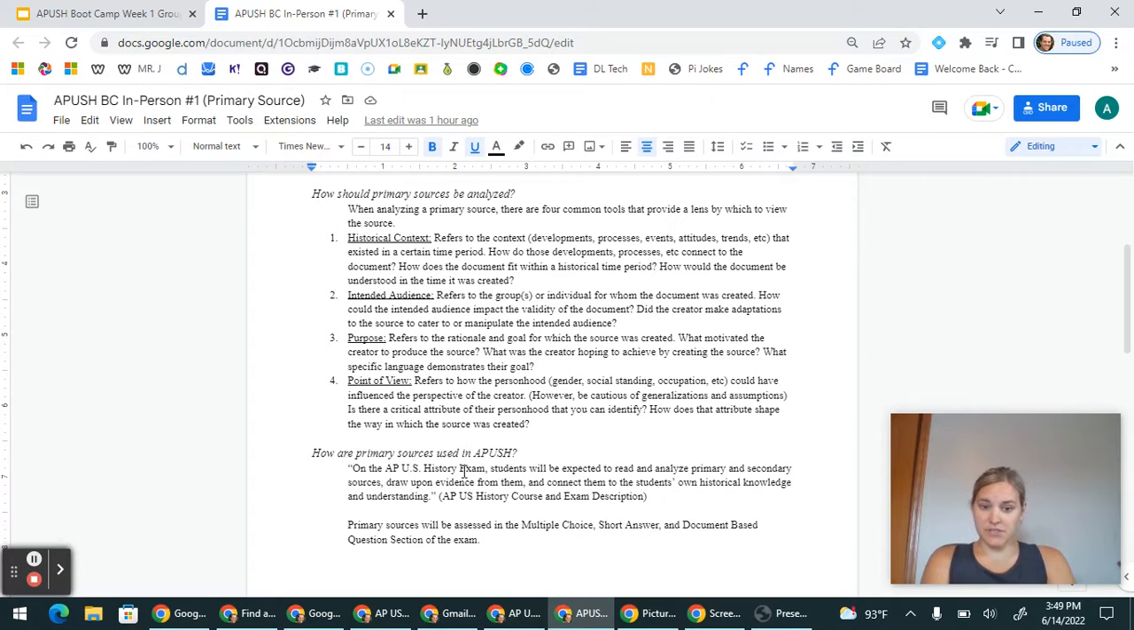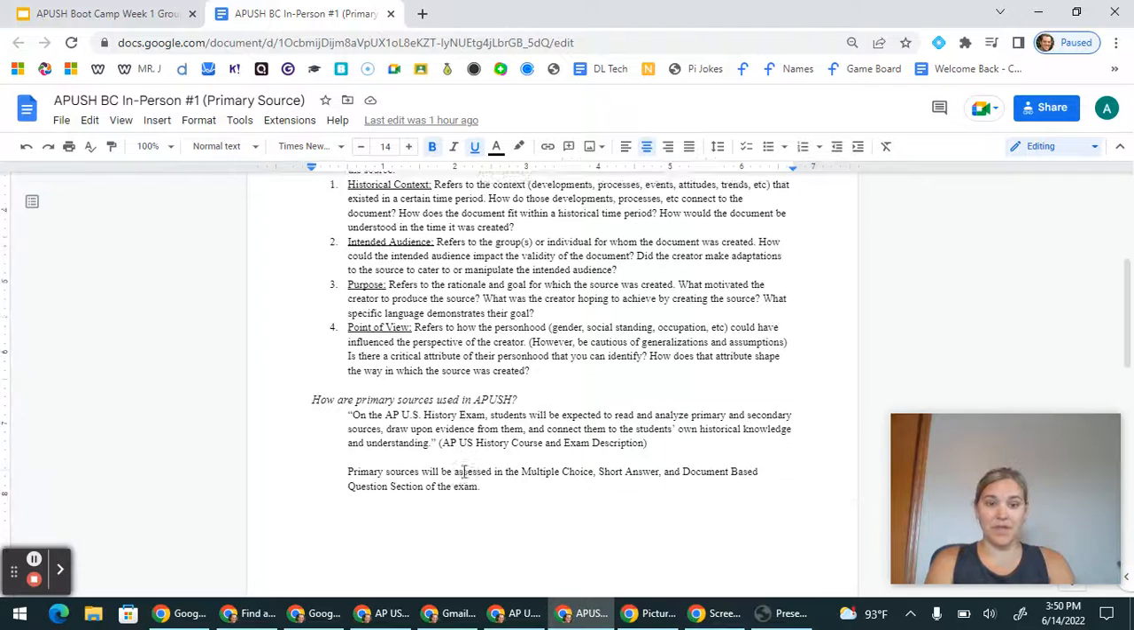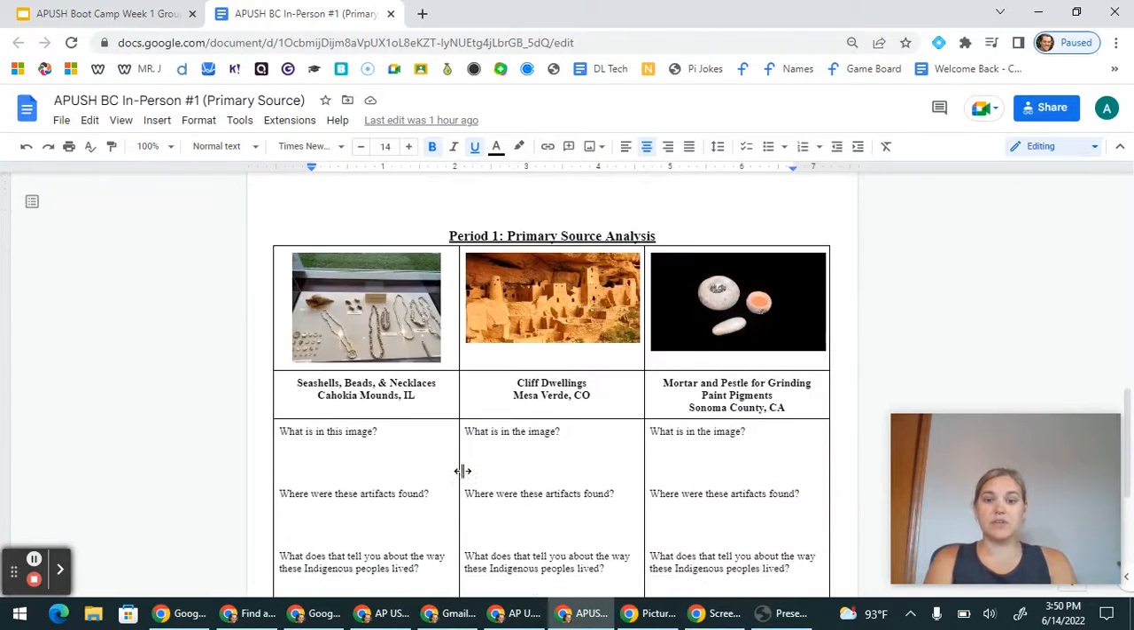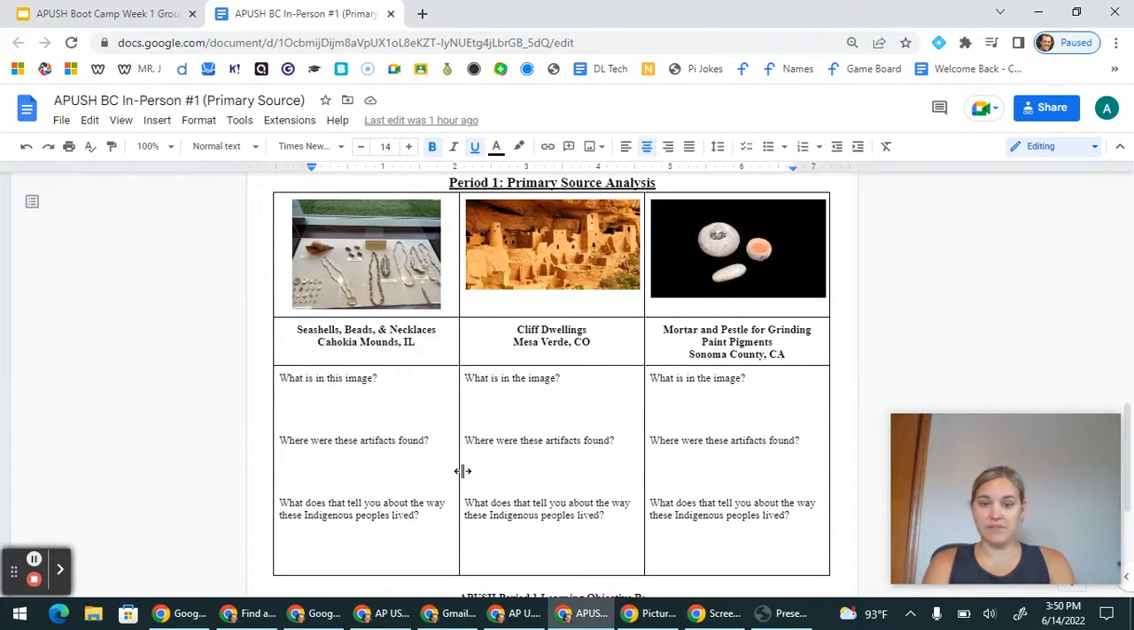Primary sources are really important in APUSH history. You will find them in the multiple choice questions, in the short answer section, and also in the document-based question essay section of the exam. So it's really important to practice analyzing primary sources in order to feel comfortable analyzing them on the exam. Then what we'll be doing is looking at artifacts.